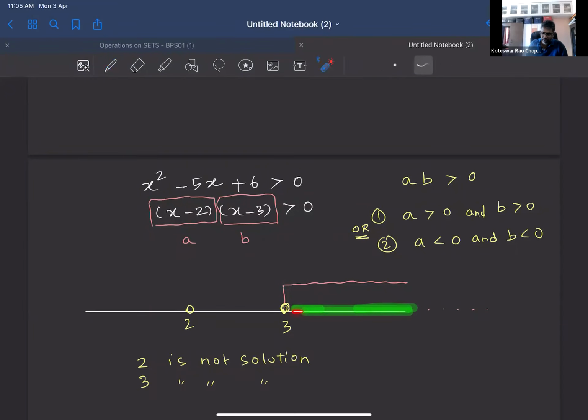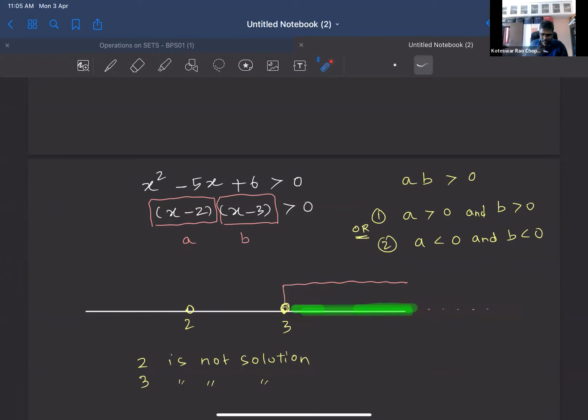You take any value from here, because it is greater than 3, obviously this x minus 2 will become positive. When you substitute any number greater than 3, the first factor will become positive, greater than 0. The second factor will become positive. So positive into positive gives a positive value. So for this inequality, any value from here will satisfy, and any of these real numbers form the solution set.